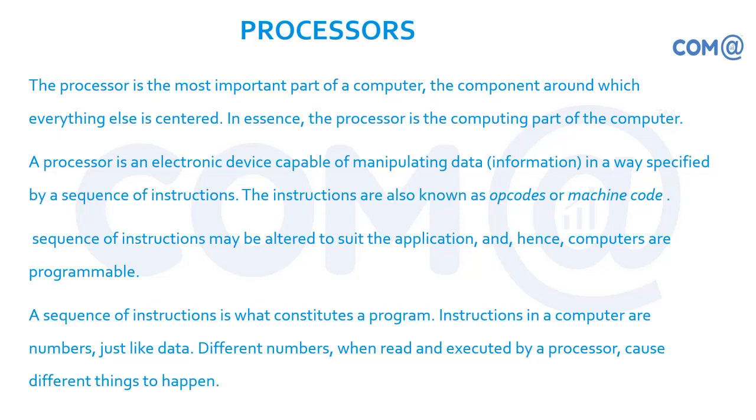So sequence of instructions, what constitutes a program? Instructions in a computer are numbers, just like data. Different numbers when read and executed by the processor cause different things to happen. So based on the instructions it is receiving, it reacts to the user program and ensures the required output is generated from the processor.